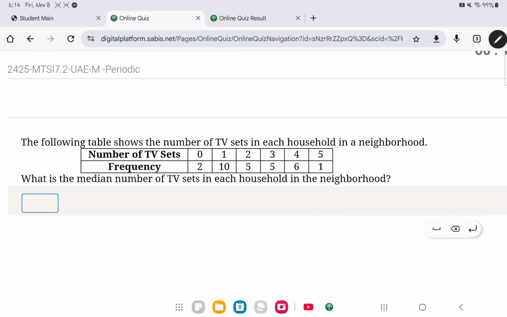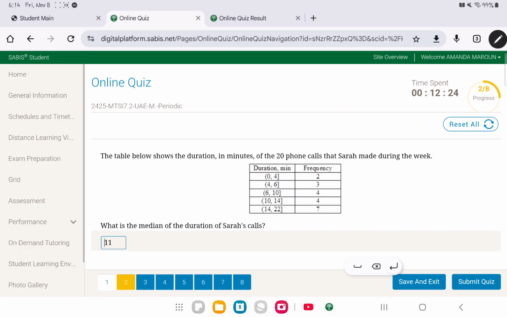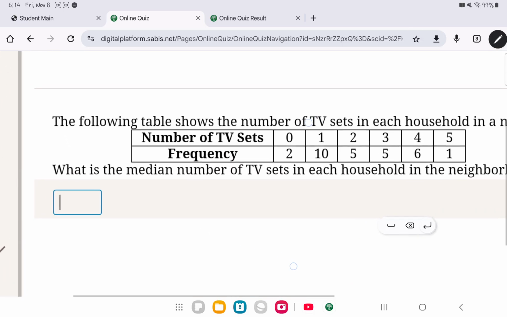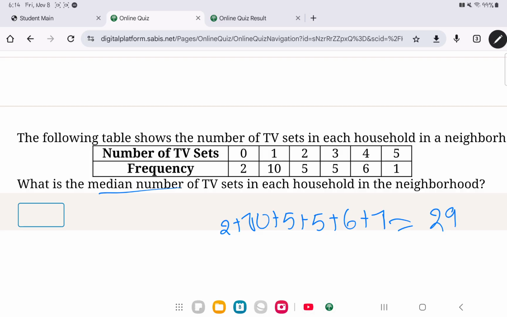Now we move on to the median number. Pay attention, they asked us there for something different. They asked us here for the median duration, and here they're asking us for the median number. Whenever they ask us for the median number, we add the frequencies together. So 2 plus 10 plus 5 plus 5 plus 6 plus 1. If you do it on your calculator, you get 29.